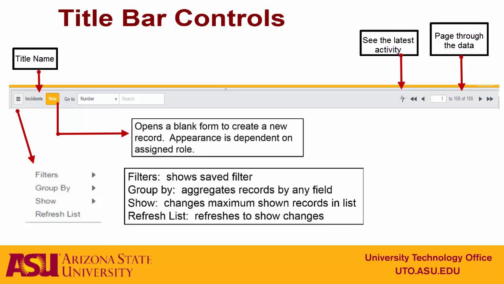You'll always be able to open a new item depending on where you are on the tool. There's now a See the Latest Activity button there that will show you what's going on with that list, and then you'll be able to page through your data off to the far right by using the controls on the far right of the toolbar.